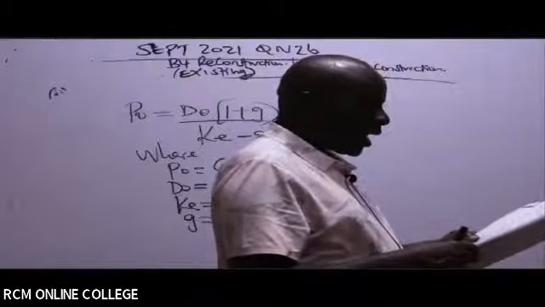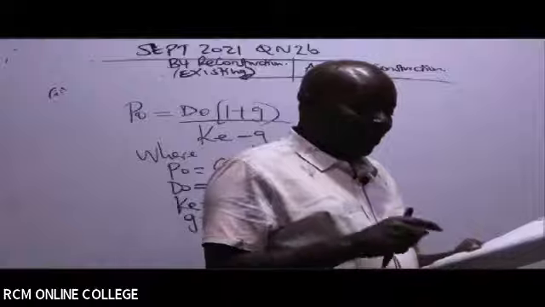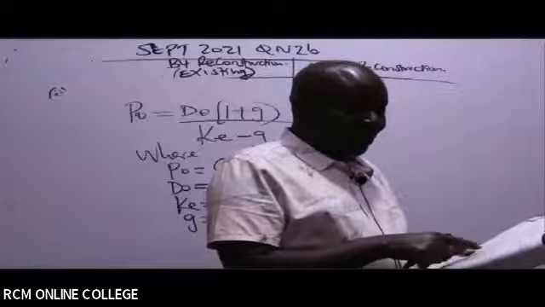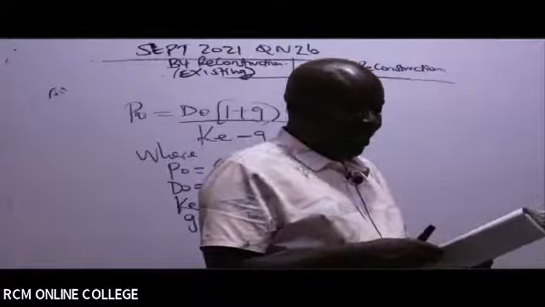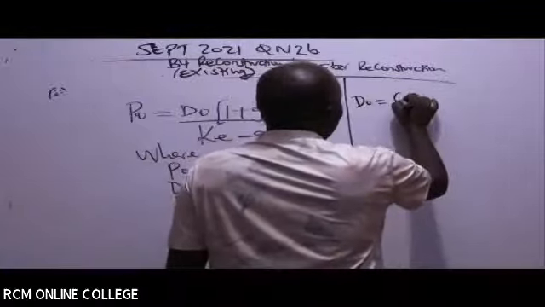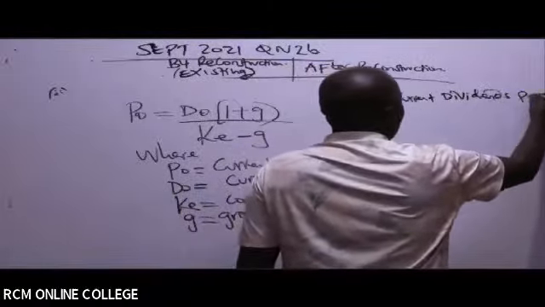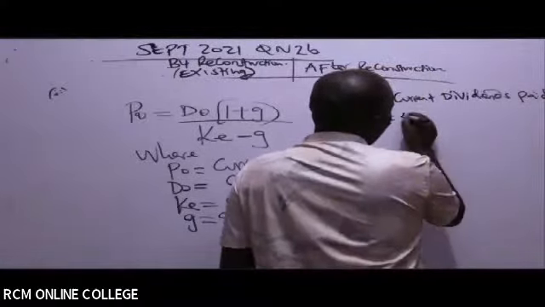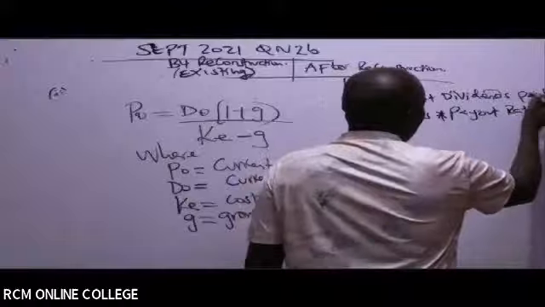In note number 3, they have given me EPS. Out of this EPS, I'll be able to get dividends because they have given me the payout ratio. Note number 3: the firm adopts a 60% payout ratio and expects to generate EPS of 6 in the financial year. So let's get D0 first. D0 is the current dividends paid, which will be equal to EPS times payout ratio.